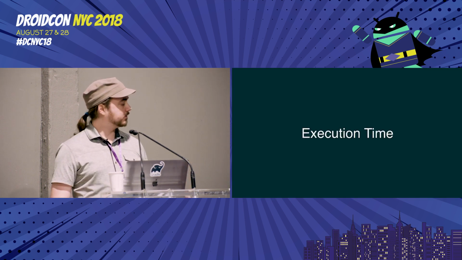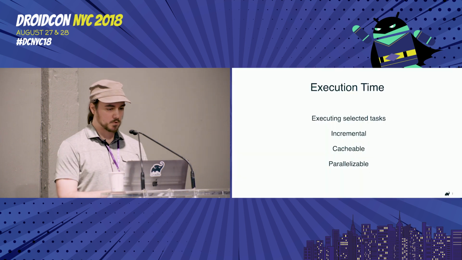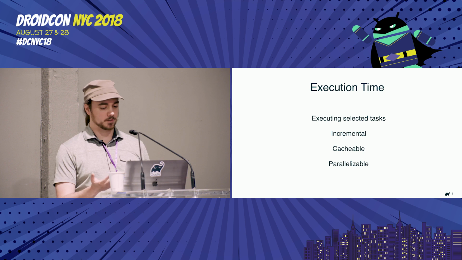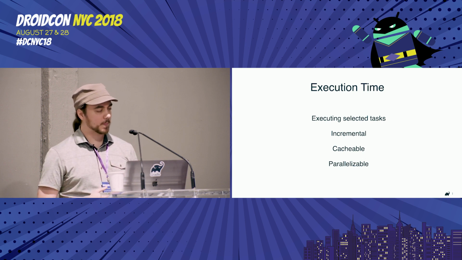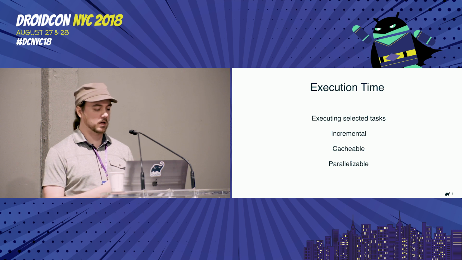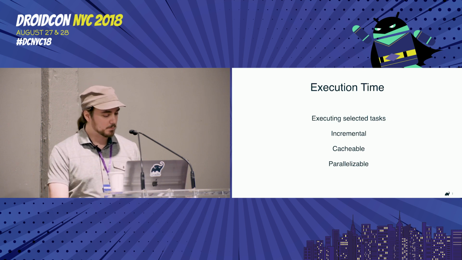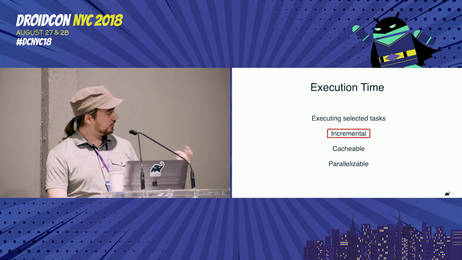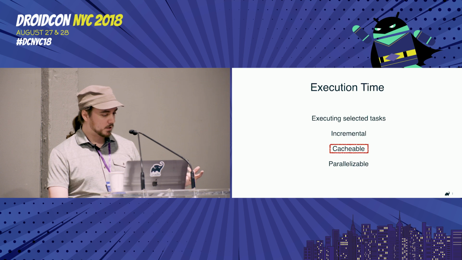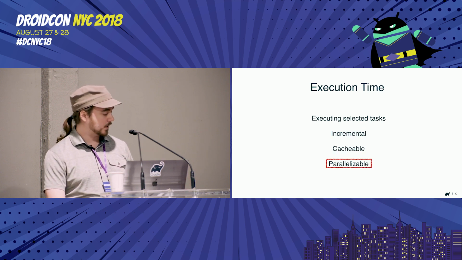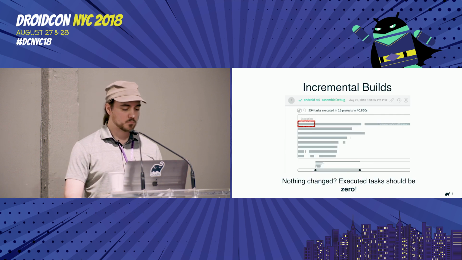Now let's talk about execution time. This is when the tasks that you actually select are executed, for example, Gradle clean or Gradle assembleDebug. And this includes syncing your IDE or running your app from the IDE. Obviously, it uses Gradle under the hood. There are several ways in which Gradle makes this process fast. It executes tasks incrementally, it caches task outputs, and it parallelizes tasks. And we'll look at each in turn.